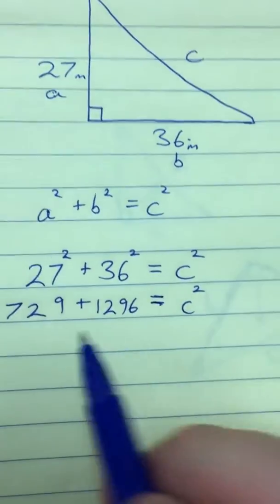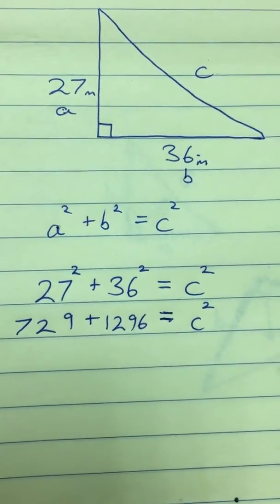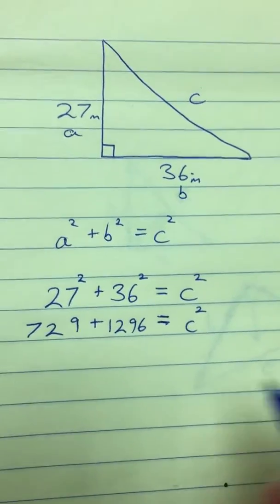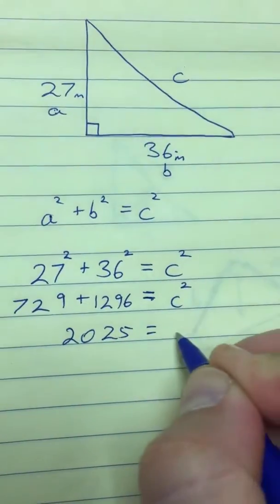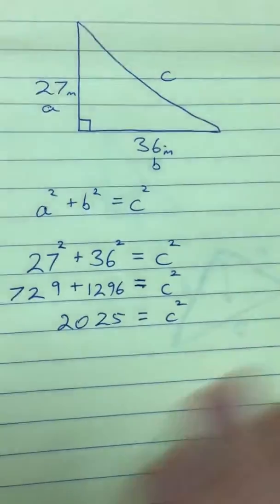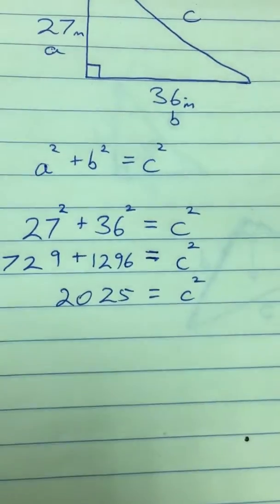So I'm going to add together the 729 plus 1,296. That equals 2,025. I did that on my calculator. It's going to equal c squared. Now that's a really big number, and we've got a c squared.